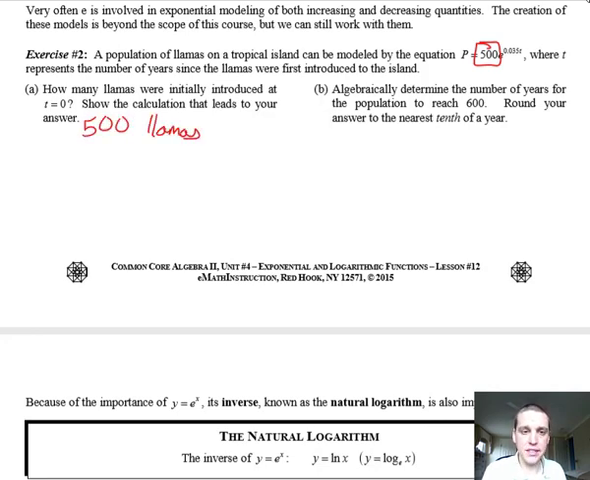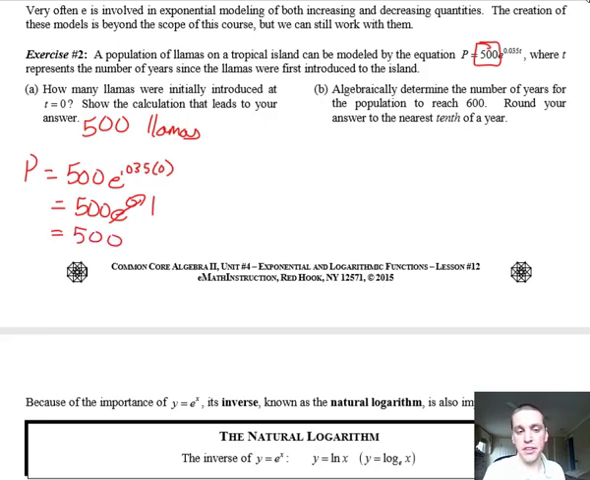Now why is that? Well, if we have P equals 500 times e to the 0.035 times 0, because t is 0, so we get 500 e to the 0. Anything raised to the 0 power we know goes to 1. So what is 500 times 1? But 500. So our population would be 500 llamas, just like we set up here.